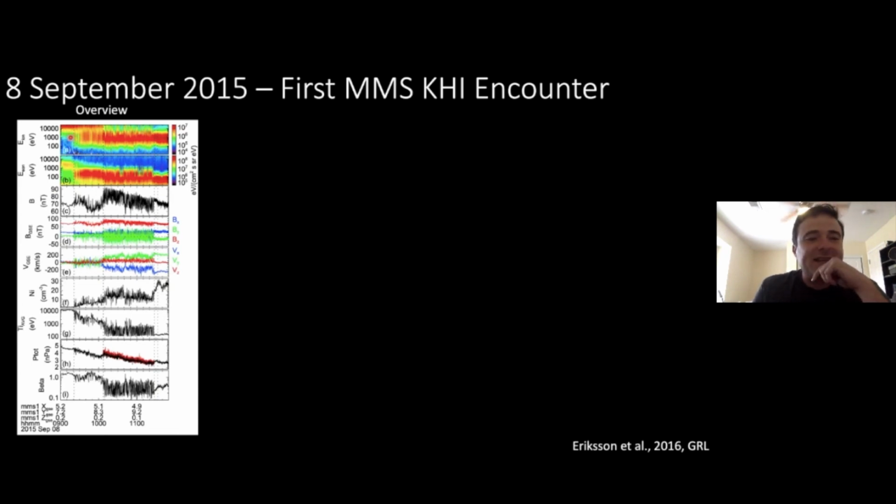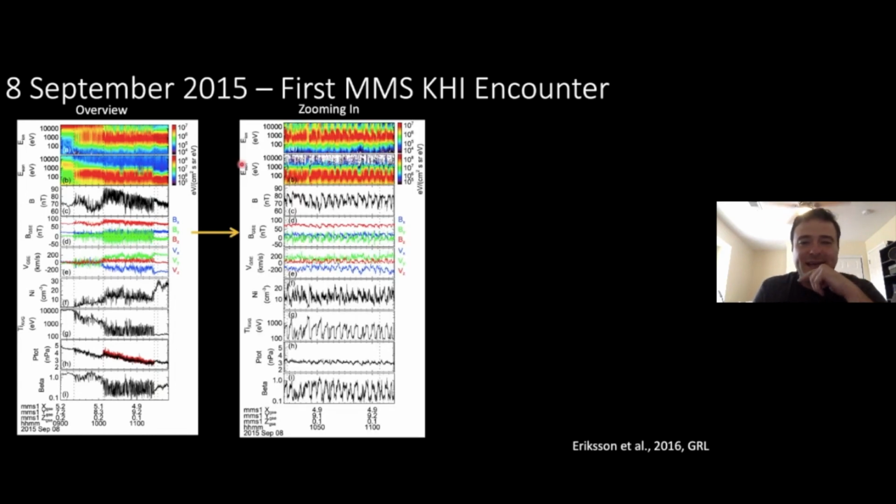And what we can see is that it's a very messy crossing. Over 2 hours, you see we're kind of oscillating in and out of different plasma conditions. And you can see that the density is wiggling. And in the magnetic field, you see this strong fluctuation in that normal component, that By.